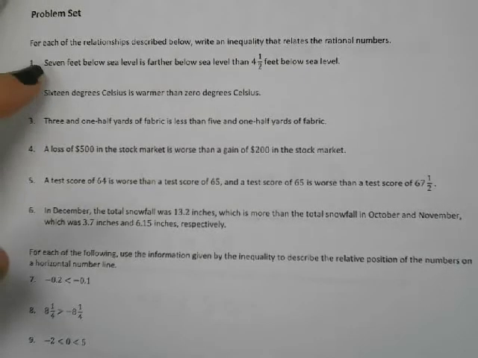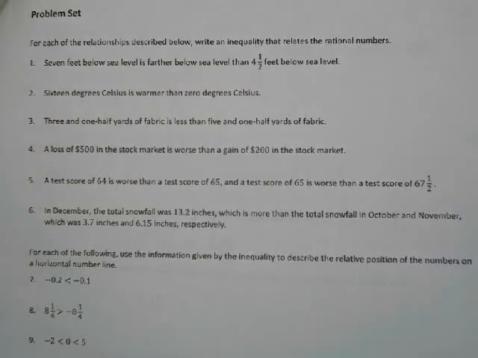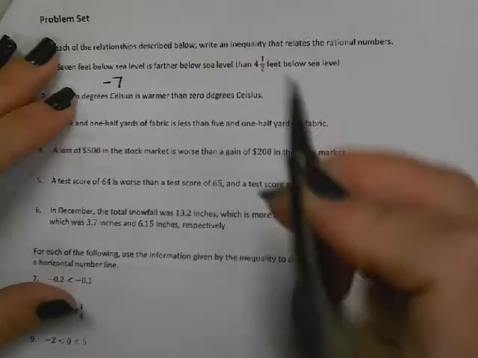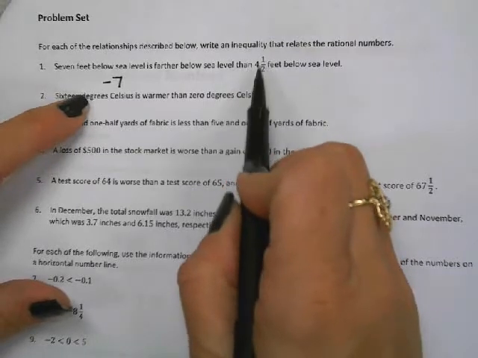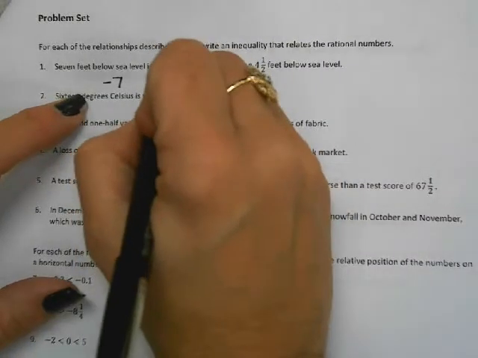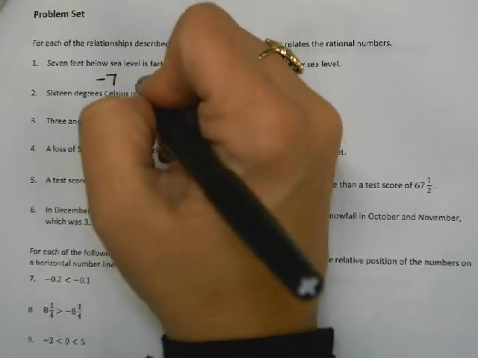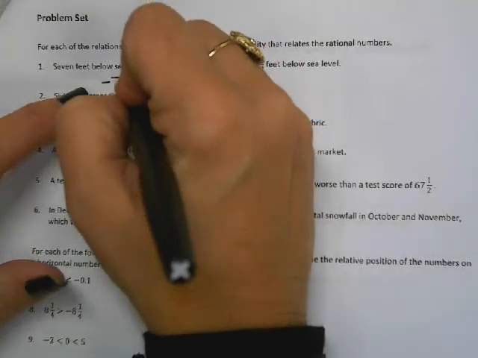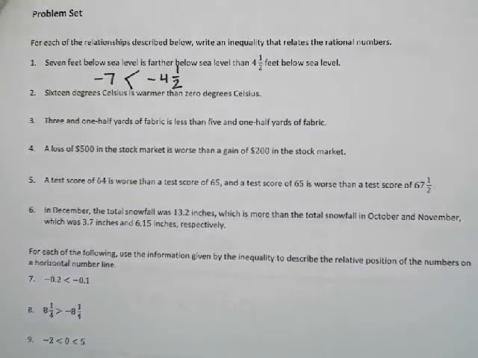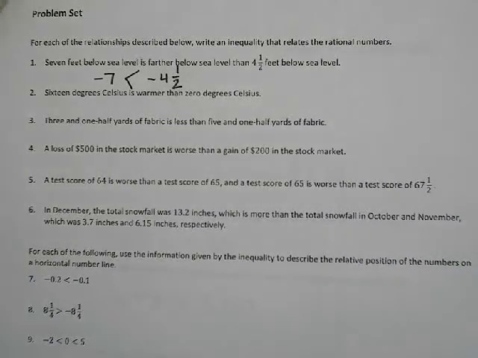So number 1 we'll do together. It says 7 feet below sea level is farther below sea level than 4 1/2 feet below sea level. So they're not asking us whether that's true or not. They're giving a statement. We have to write an inequality that relates the rational numbers. So I have to think about what numbers they're talking about. Well, I know that 7 feet below sea level is going to look like a -7, right? I know that 4 1/2 feet below sea level is going to look like a -4 1/2. So when I'm comparing these 2 numbers, I know that -7 is going to be farther from 0 on the number line. So I'm going to put -7 is less than. It's farther down. -7 is less than -4 1/2.